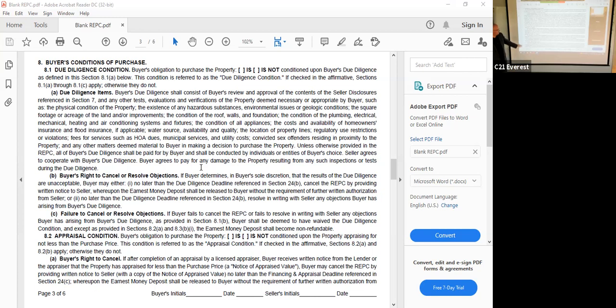So in this case, is this kind of where my first situation comes in? It's like, hey, you can do an inspection now, even though you waived it, sure, I'll let you come in and do an inspection, but you can't back out for what you find in inspection. They don't have the right to cancel based on due diligence.